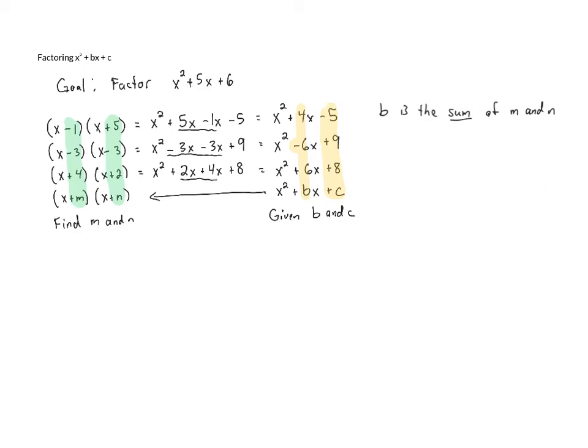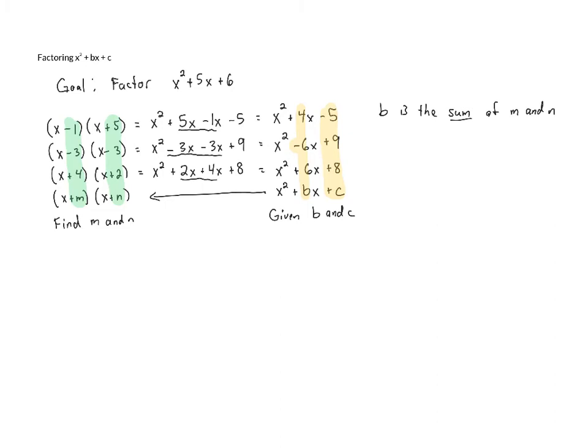But there's another piece of information, specifically these constant terms. How do you get -5 from -1 and 5? In the same way that 9 can come from -3 and -3, and 8 can come from 4 and 2. Well, all of these come from the products of these numbers. -1 times 5 is -5, -3 times -3 is 9, 4 times 2 is 8.